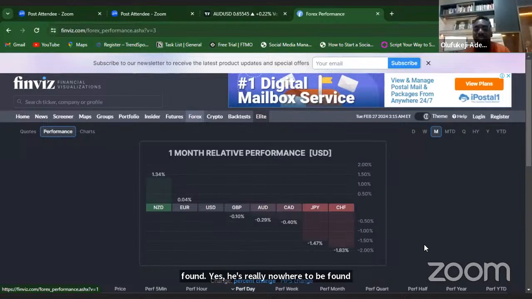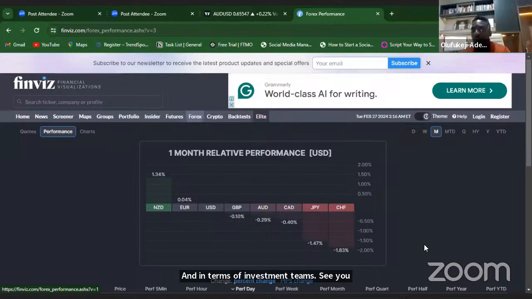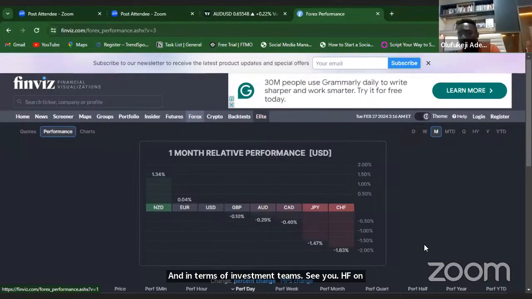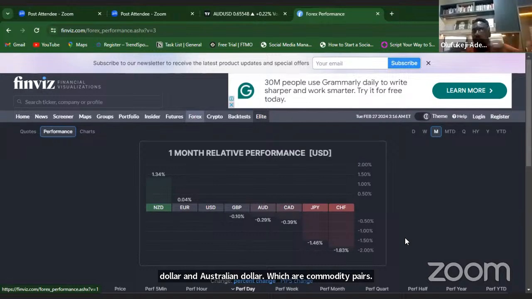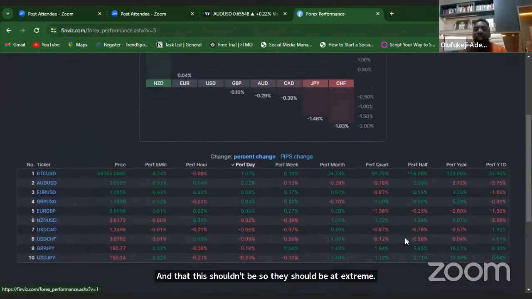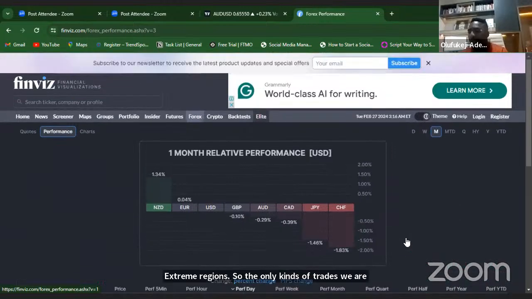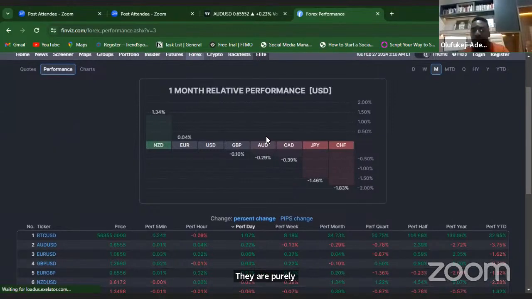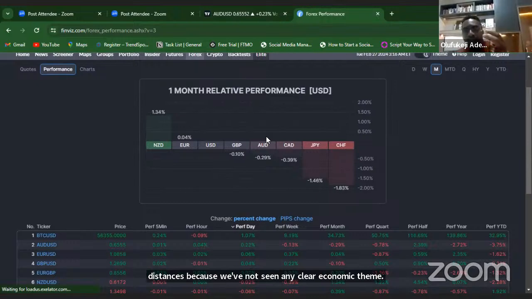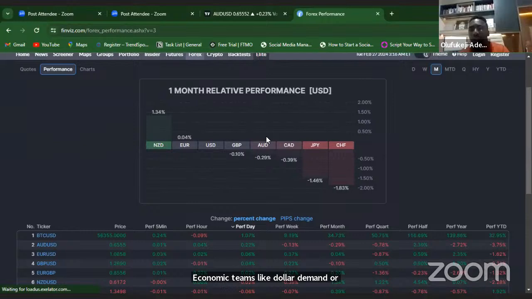And in terms of investment themes, CHF and JPY, which are safe haven pairs, they are together. But right beside them are Canadian dollar and Australian dollar, which are commodity pairs. And this shouldn't be so. They should be at extreme regions. So the only kinds of trades we are seeing now are purely liquidity grabs. They are purely technical trades, and they are for short distances because we've not seen any clear economic theme, like dollar demand or dollar dump, or risk on or risk off. And this is clearly showing.